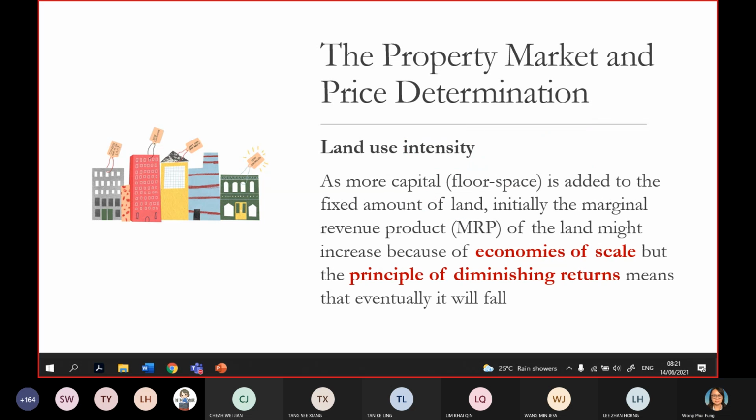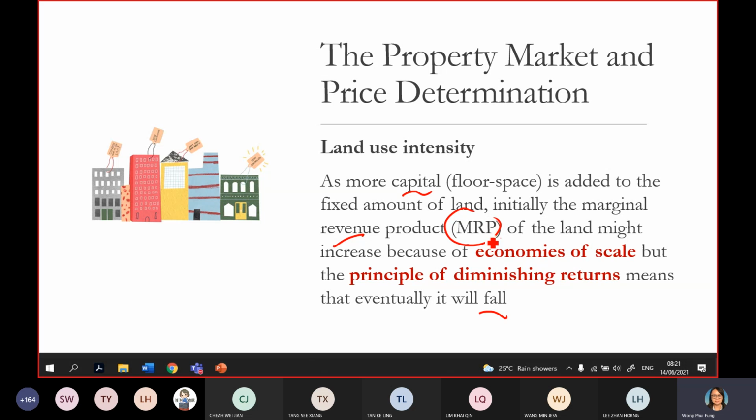Okay? But as more capital, floor space, is added to the fixed amount of land, initially the MRP, marginal revenue product, of the land increases. Okay? Because of economy of scale. But the principle of diminishing return meaning to say that eventually it will fall.